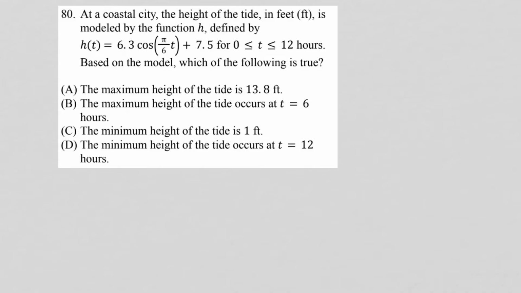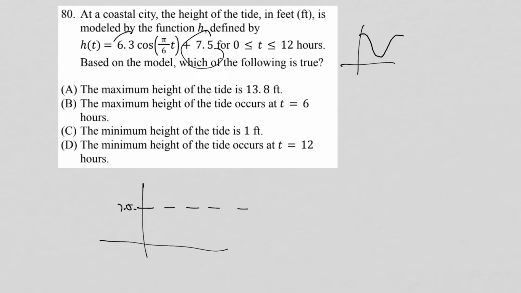So here is the height of the tide, and it's modeled by a cosine curve. Something like that. So if you were to graph this thing, the 7.5 would be the middle line. The 6.3 would be that the high is 6.3 above 7.5, which is 13.8. And the low is the amplitude. The low would be 7.5 minus 6.3, which is 1.2. So this thing would look like that.